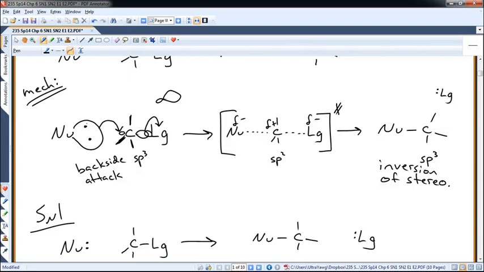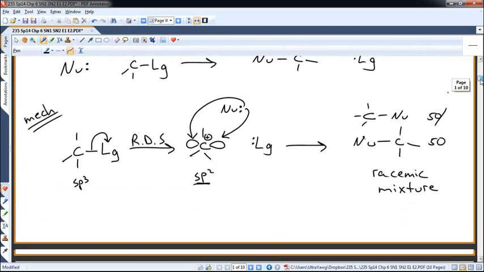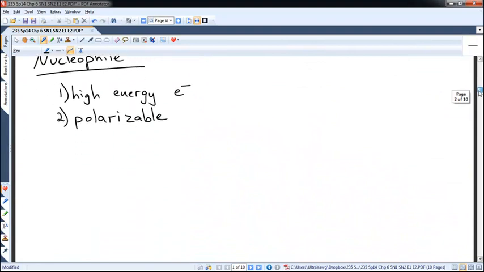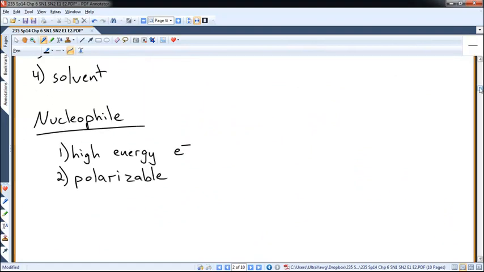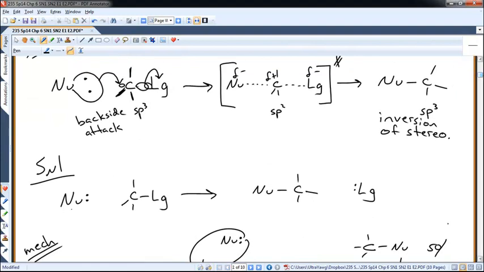And so the polarizability, the ability of the electrons to move around in three-dimensional space, is an important factor as well. The more polarizable, the better the nucleophile. So again, high energy electrons, more is better. Polarizable, more is better. And the last one, and this one is kind of tricky to think about, a small molecular size.